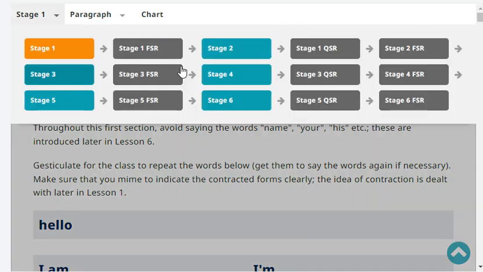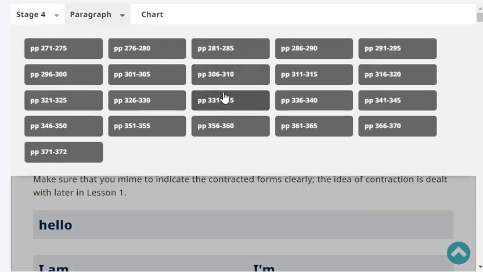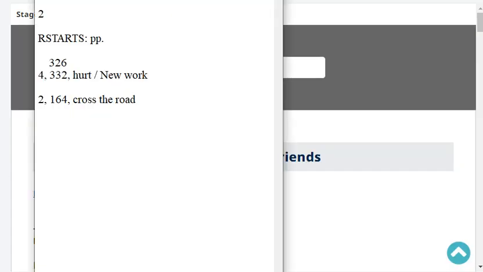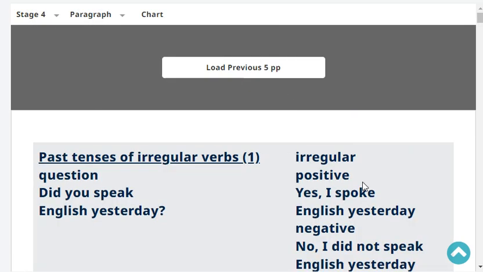Stage 4, paragraph page 332. Last headword was hurt, newer type of lesson. Okay, so let's start with our revision.